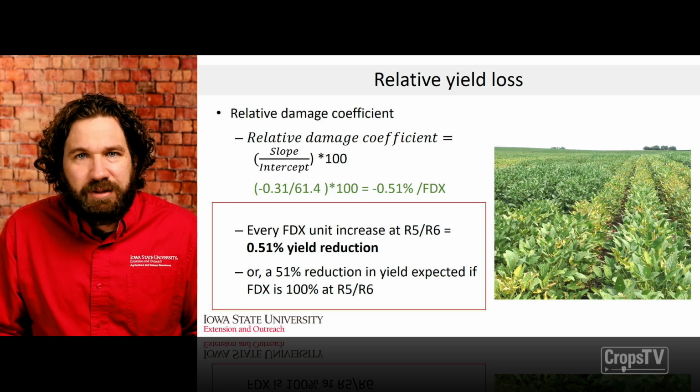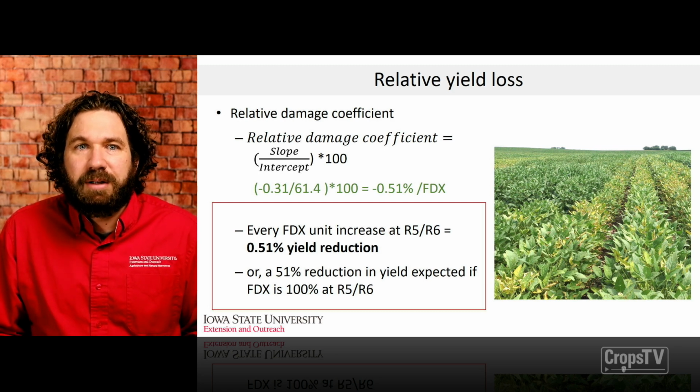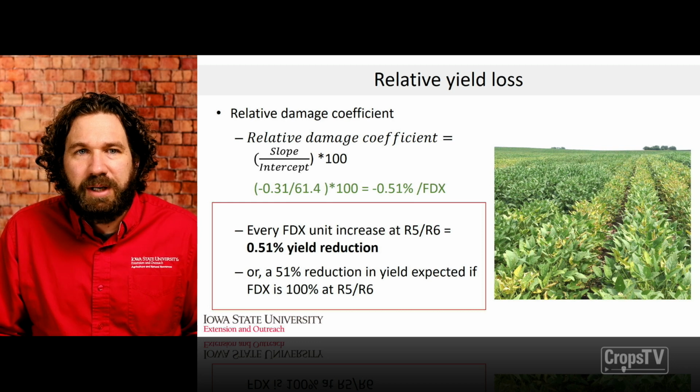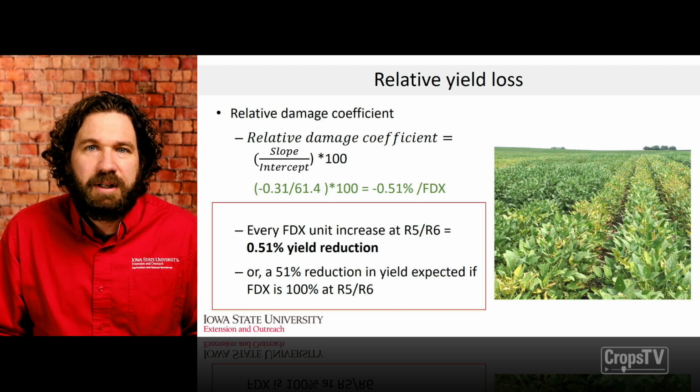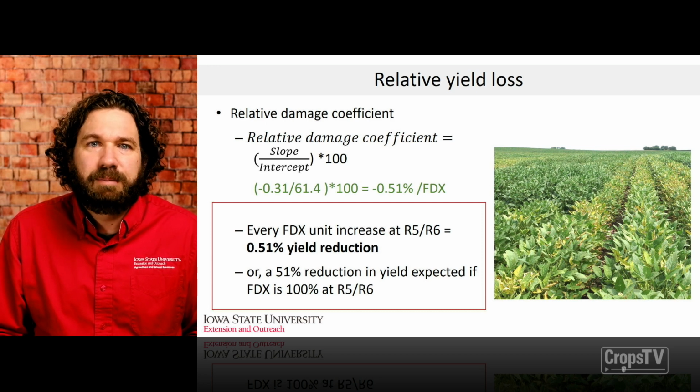So just keep that in mind. You're going to see that FDX on the next slide, and that will give you an idea of the yield reductions you would expect with the amount of disease that you would see in a particular slide set.